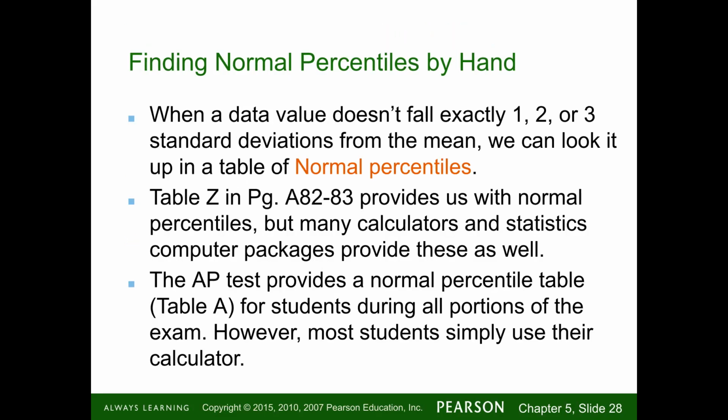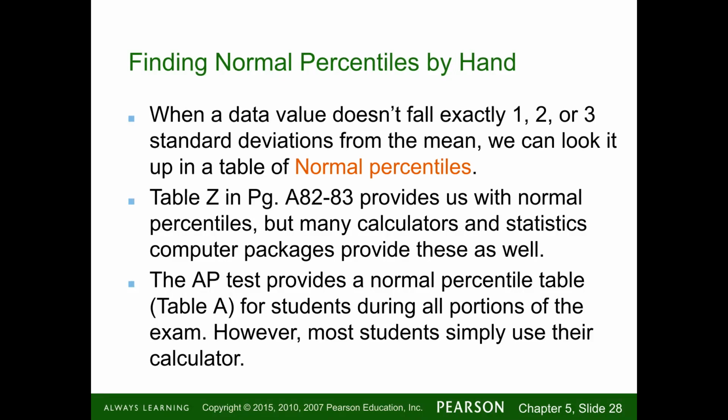You can find normal percentiles by hand. So when a data value doesn't fall exactly between 1, 2, or 3 standard deviations from the mean, we could look it up in the back of your book where it says normal percentiles. I'll also show you how to calculate that on a calculator. I like to use the calculator as opposed to looking it up in the book, but there are some limitations to doing the calculator thing.